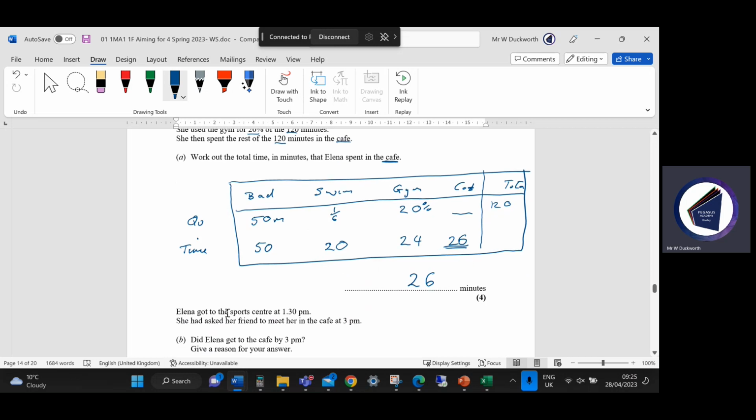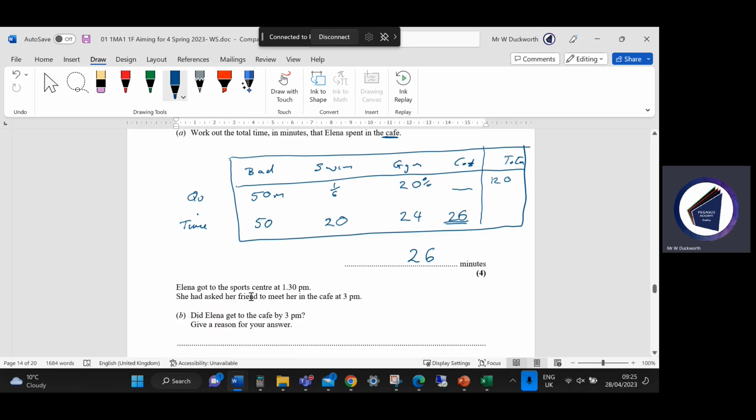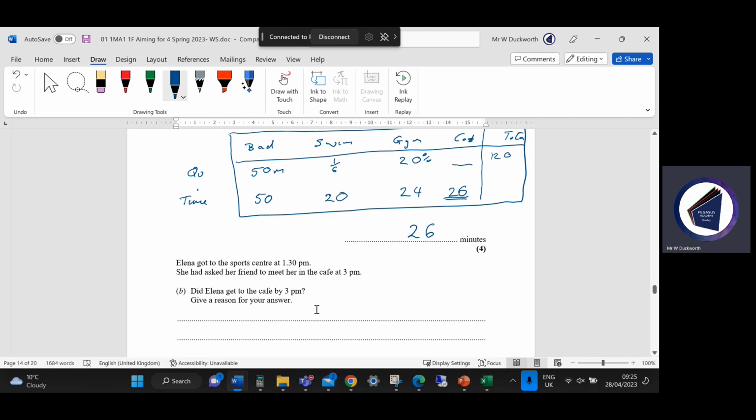Eleanor got to the sports centre at 1:30. She asked her friend to meet her in the cafe at 3 p.m. Did Eleanor get to the cafe by 3 p.m.? Give a reason for your answer. So she's spent 94 minutes so far, which is 1 hour and 34 minutes. So if I add an hour and 30 minutes to 1:30, plus 34 minutes, sorry, 30 plus 34 is an hour and 4 minutes. So she would actually get to the cafe at 3:04.